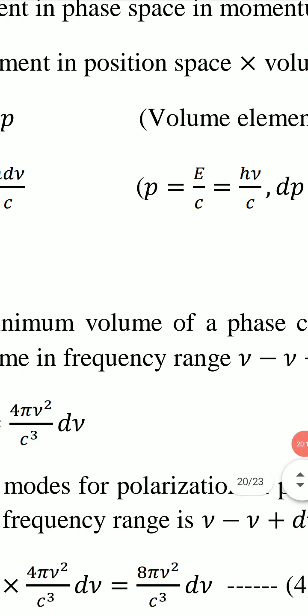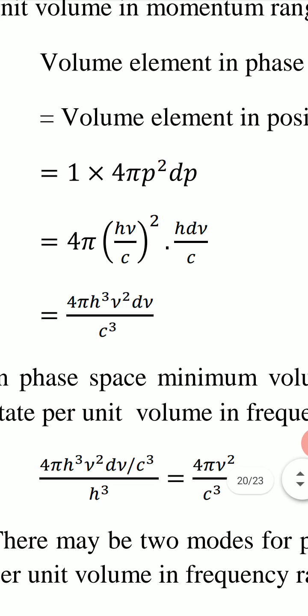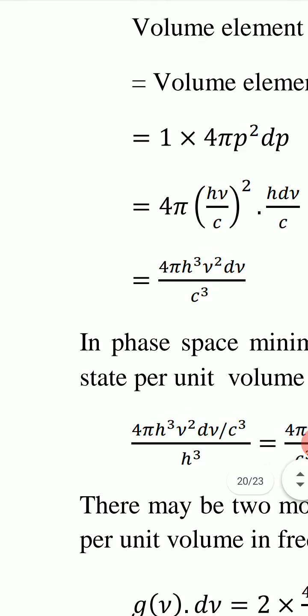Put the value of p and dp, then the volume element in phase space in momentum range p to p plus dp will become 4 pi h nu upon c square into h d nu upon c. This is 4 pi h cube nu square d nu upon c cube.